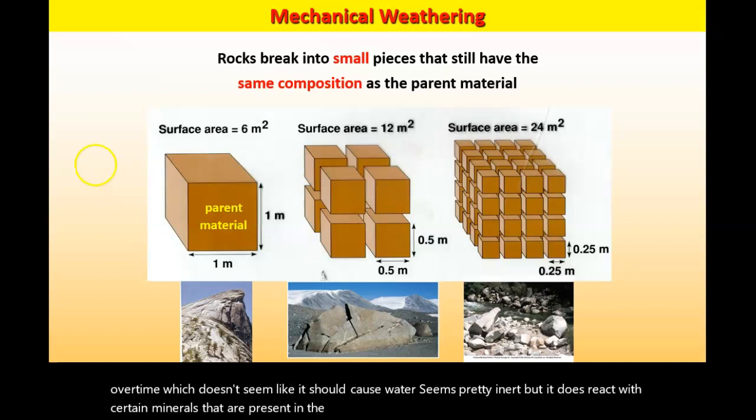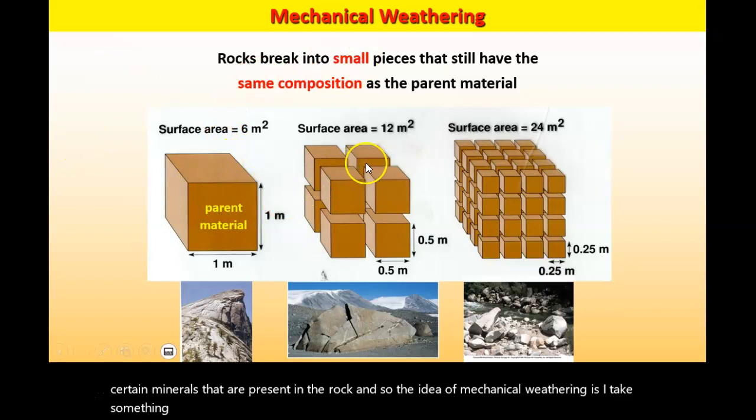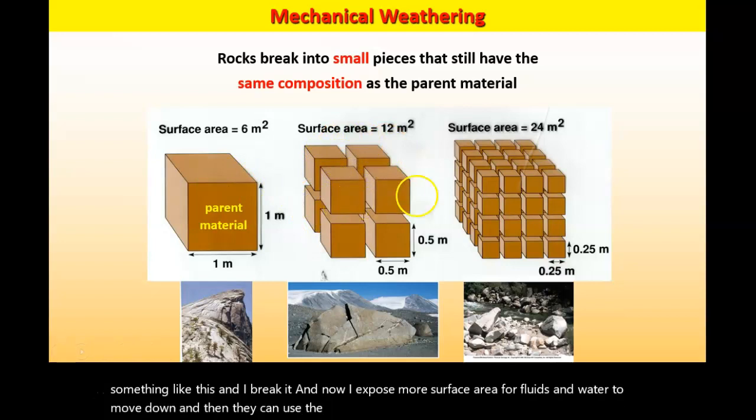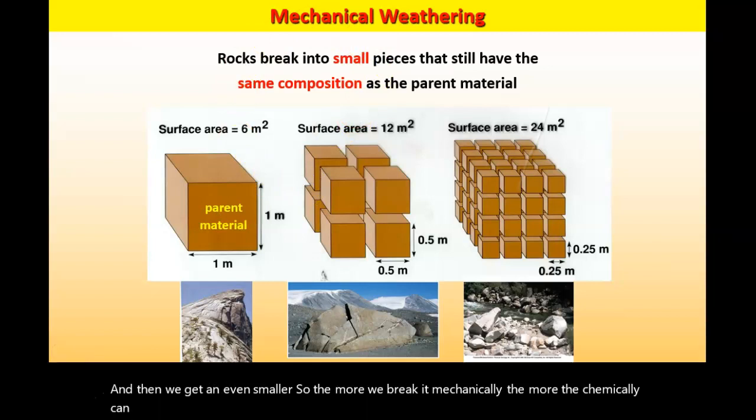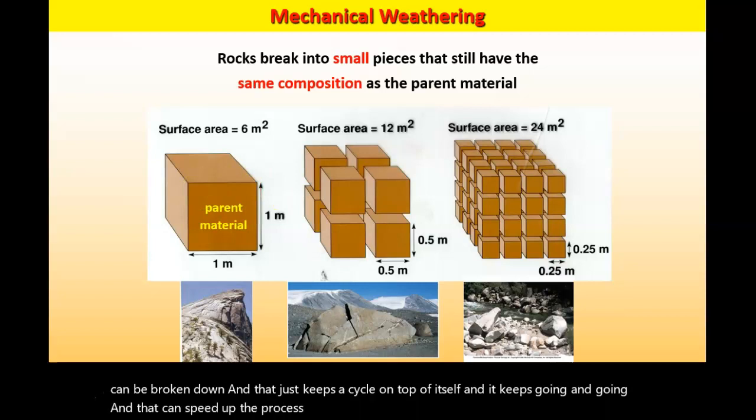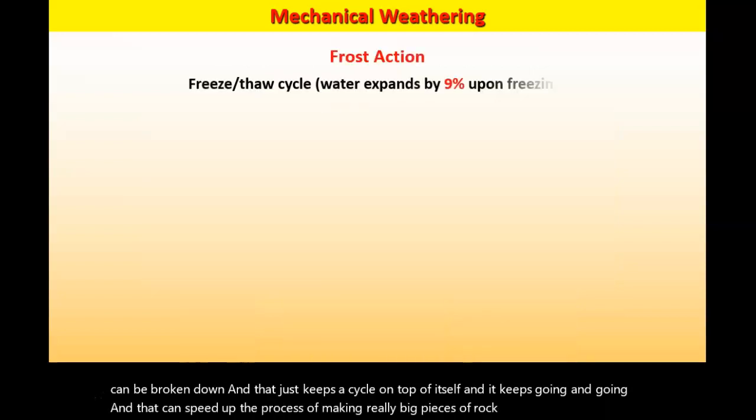And so the idea of mechanical weathering is I take something like this and I break it. And now I expose more surface area for fluids and water to move down, and then they can use the chemical processes to break down the rock. And then we get them even smaller. So the more we break it mechanically, the more that chemically it can be broken down, and that just keeps a cycle on top of itself and keeps going and going, and that can speed up the process of making really big pieces of rock into really small pieces of rock.